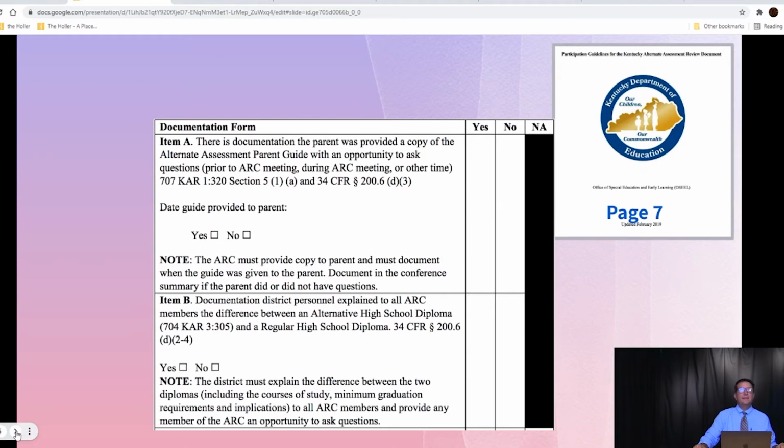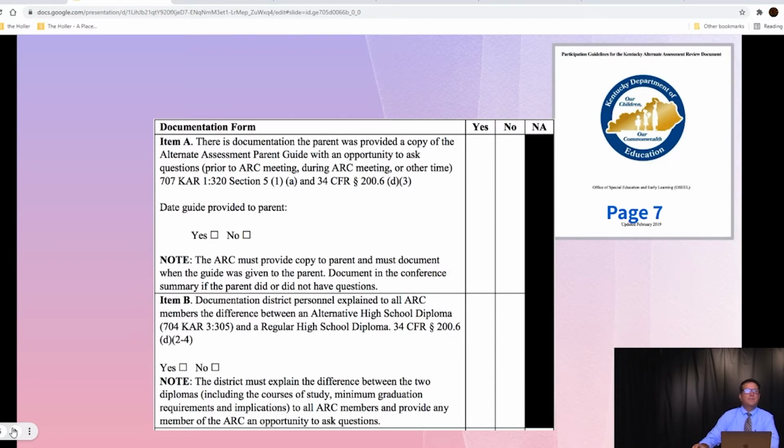But here we can see the going back and forth. Here is straight out of the participation guidelines for Kentucky, the record review document. It's just asking, here is the documentation that the parent was given a copy of the alternate assessment parent guide, that they had the opportunity to ask questions, and when that happened. And then we say, always it's important to read the notes under this. The ARC must provide a copy to the parent and must document when the guide was given to the parent and document in the conference summary if the parent did or did not have questions.